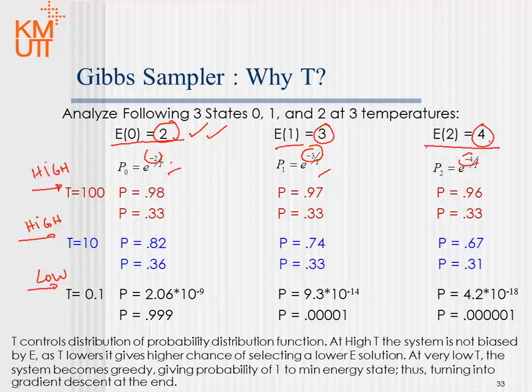At a high t, the probabilities that we get are very similar, and we divide by the sum to get the final probability. Okay, maybe I should call these p primes because they're not real probabilities yet. They still have to be divided by the sum.